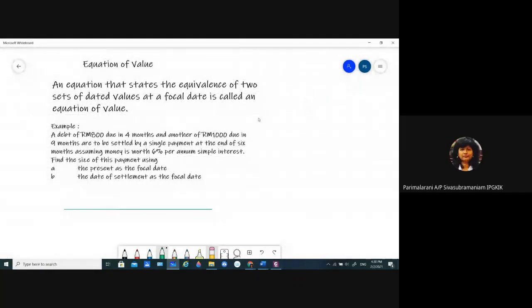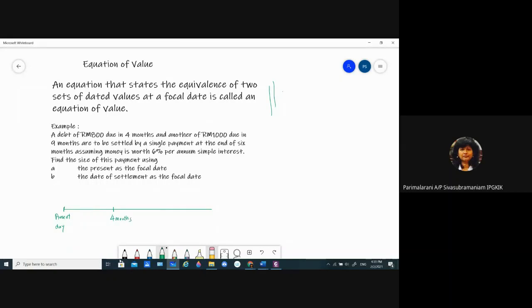Yes. Okay, equation of value. This is the definition. We'll come to that later. Let's just look at the calculation first, so we understand what's going on. Say a debt of 800 ringgit due in 4 months. Say I have a number line here. This is the present day. The debt is due in 4 months. So this is 4 months.